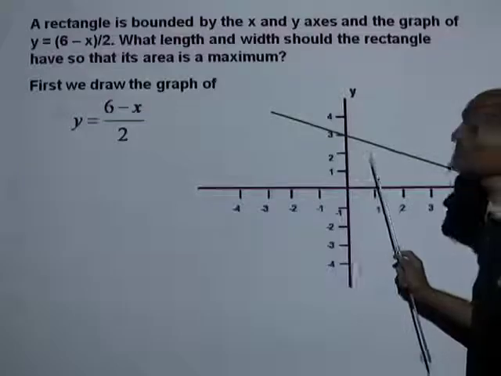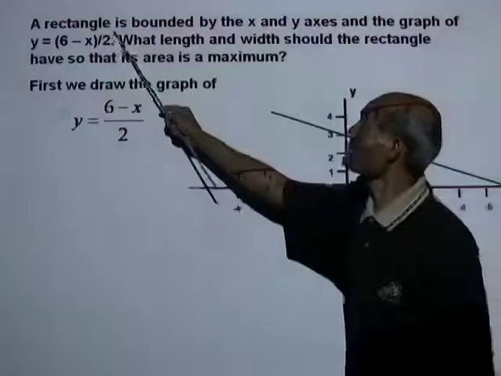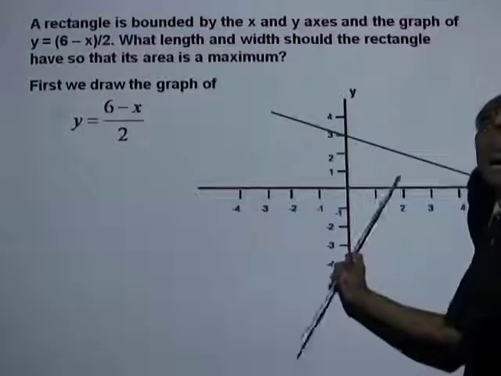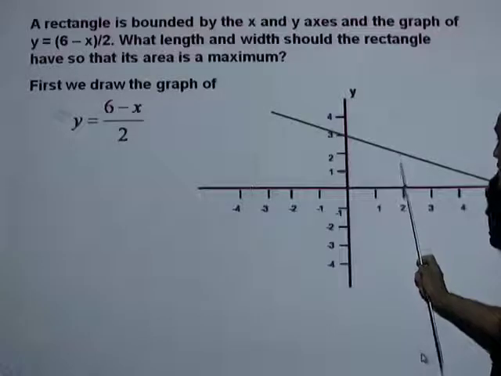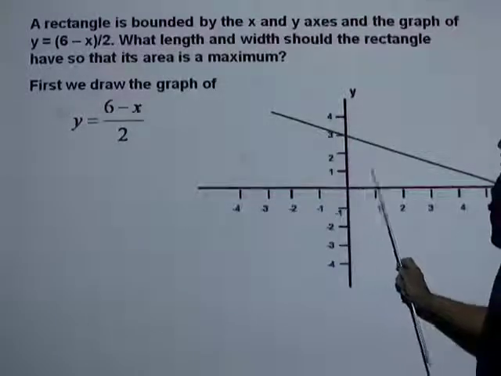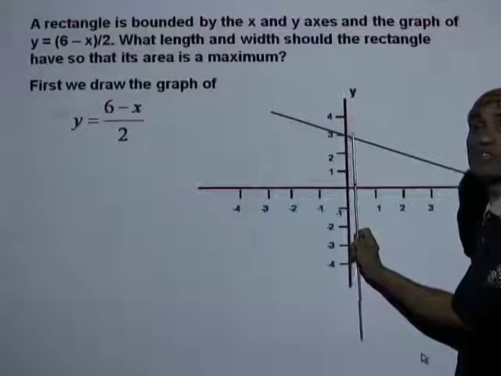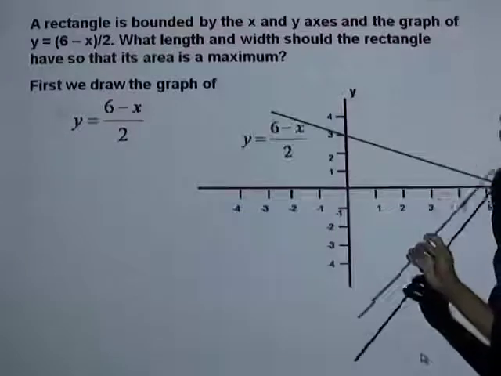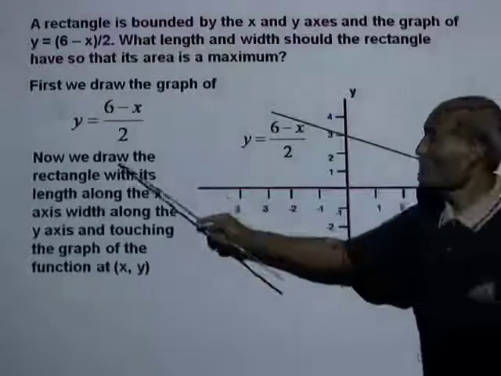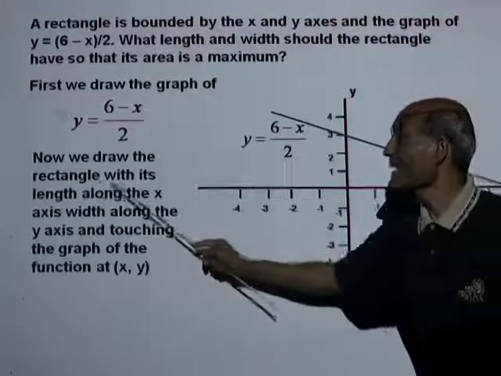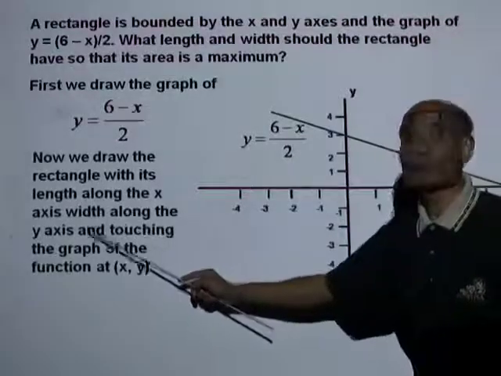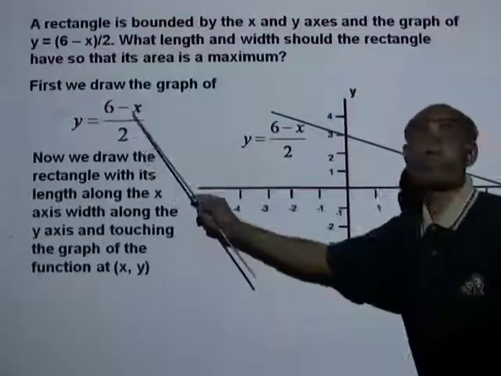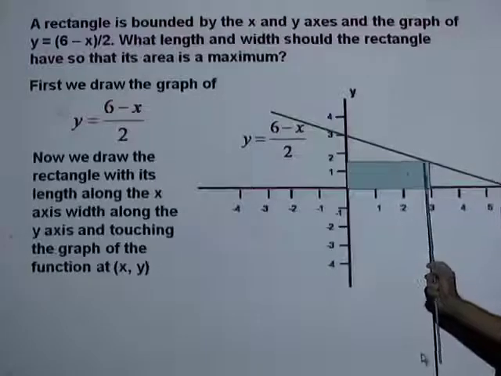And the rectangle is bounded by this. Is that right? A rectangle is bounded by the x and y axis and this line. So the rectangle is in here. So we can draw it anywhere we want as long as it is bounded by the x and y axis and that line. So let's draw that rectangle. We draw the rectangle with its length along the x-axis and width along the y-axis and touching the graph of this function. So this is our rectangle.